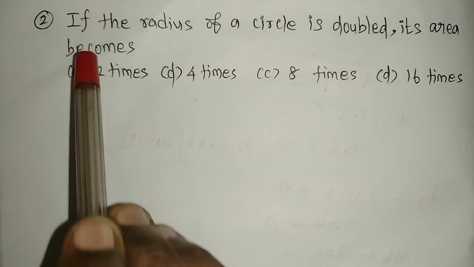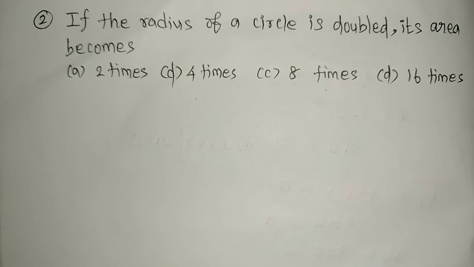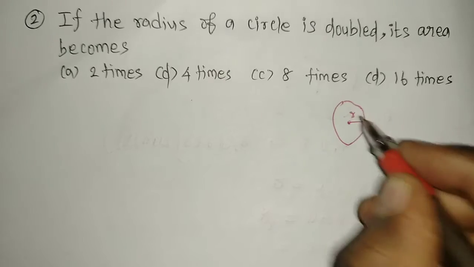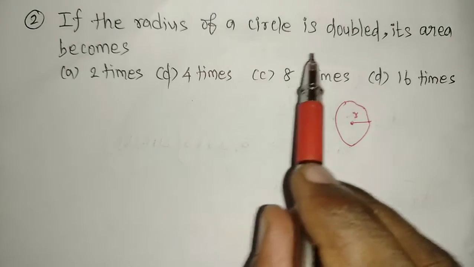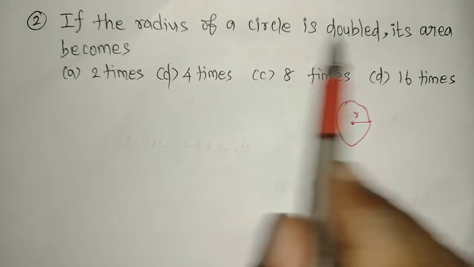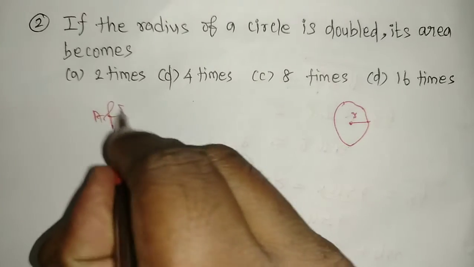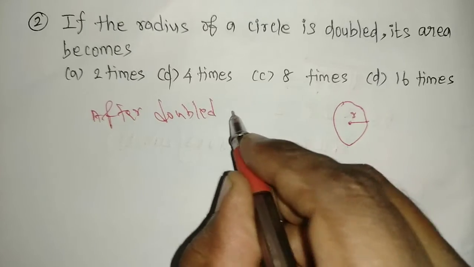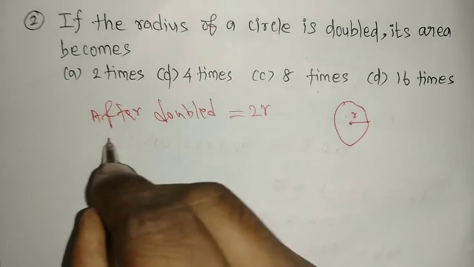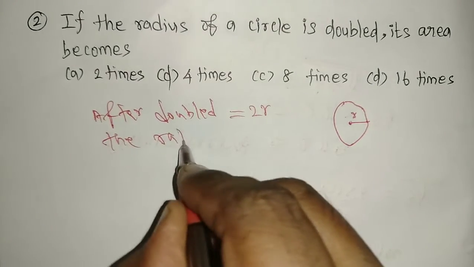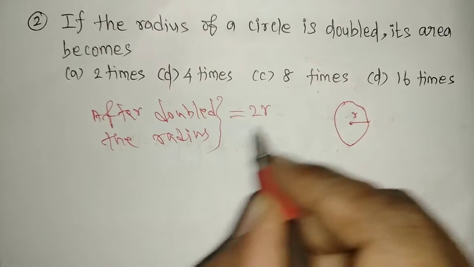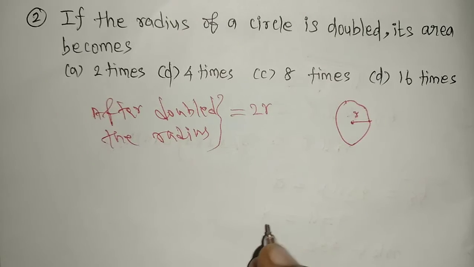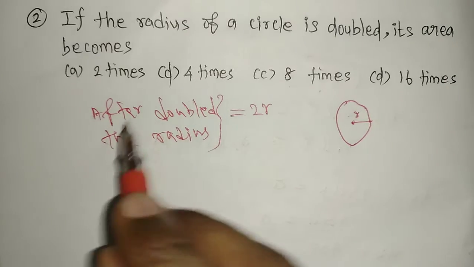Question number 2. If the radius of a circle is doubled, so we have one circle with radius R. First I'm taking it. They said the radius of the circle is doubled. Doubled in the sense, we are getting 2R. Previously R, after doubling we are getting 2R. That is the concept. Its area becomes what?